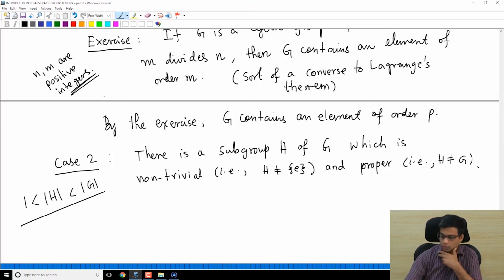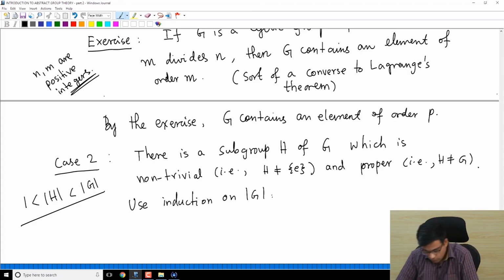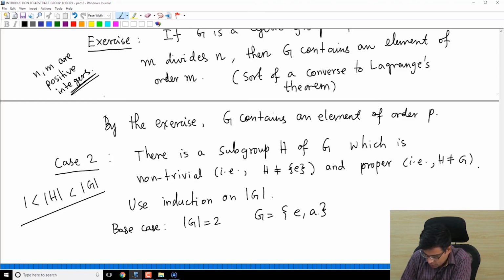Okay, now I am going to use induction on G. So what does the theorem say? The theorem says that if G is a finite abelian group and a prime number divides its order, then G contains an element of that order. What would be the base case for induction? Because I want to take an order which is divisible by a prime number, let us take order of G to be 2. In this case, we have seen this numerous times: G is {a, e}, the order of G is divisible by 2 and the order of a is 2. So the only prime that divides the order of G is 2 and there is an element of order 2. So this is okay. The base case is proved.